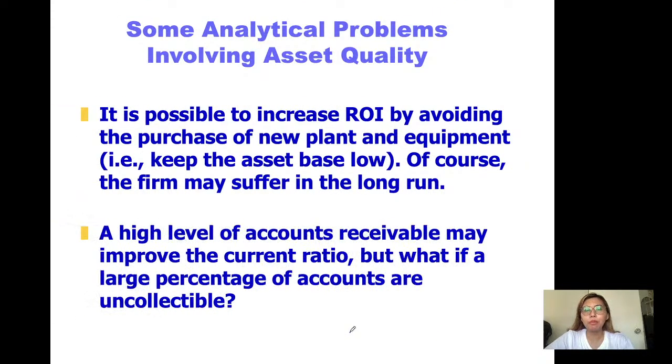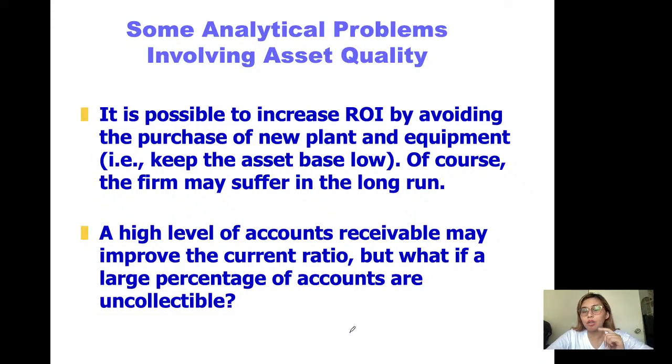So, some analytical problems involving asset quality. I have some questions here. Is it possible to increase ROI by avoiding the purchase of new plant and equipment? Example, keep the asset base low. Of course, the firm may suffer in the long run. ROI means return on income.